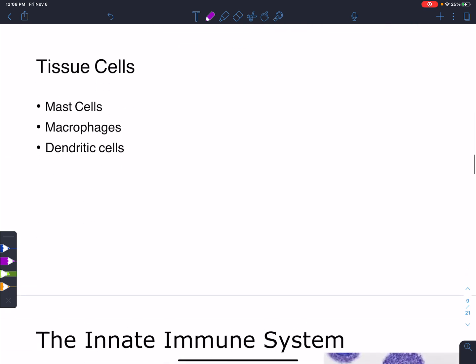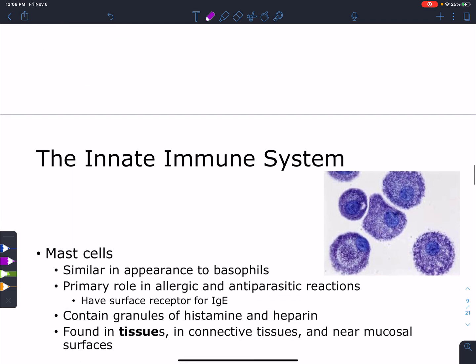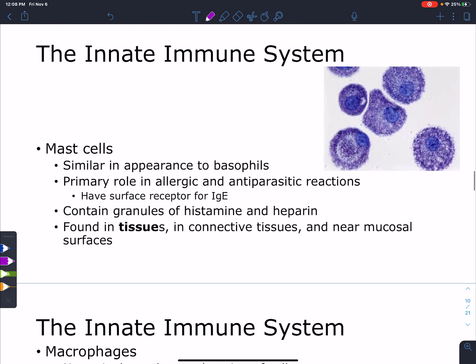Now we can talk just about some of these cells that are specific to tissues. Those are our mast cells, our macrophages, and our dendritic cells. And so we'll look at some mast cells. I did find some pictures of these guys for you. You don't hardly ever see anything along this line. Our mast cell is similar in appearance to a basophil. You can see it's pretty granular. Again, its primary role is in allergic and parasitic infections.